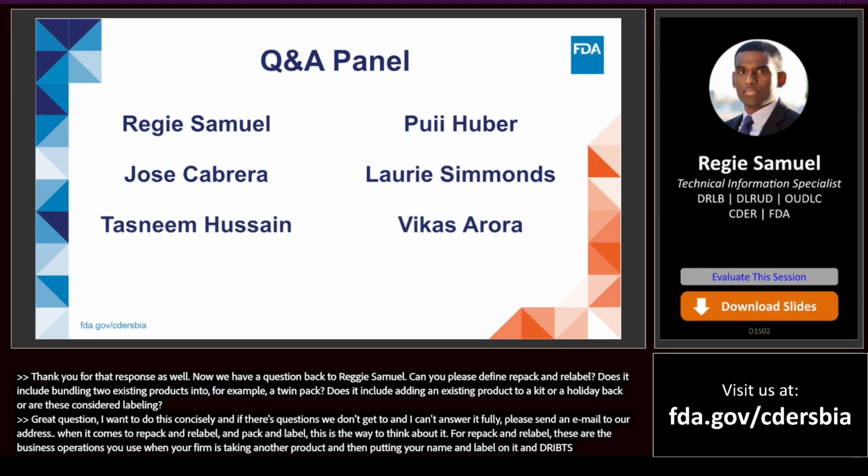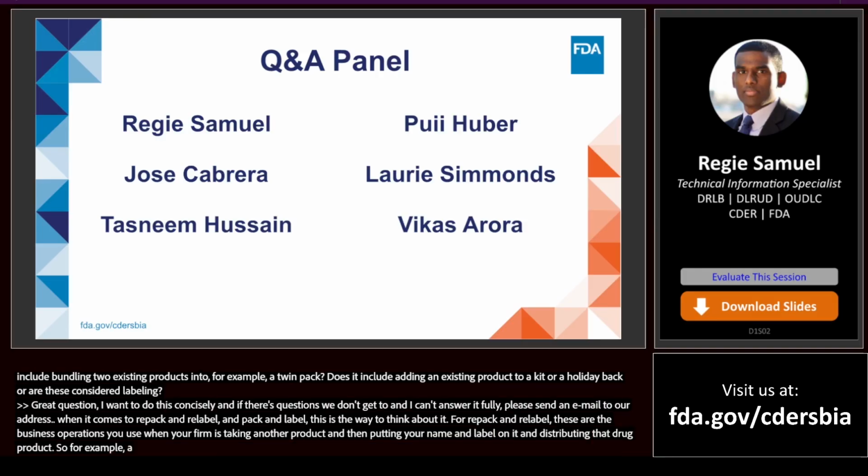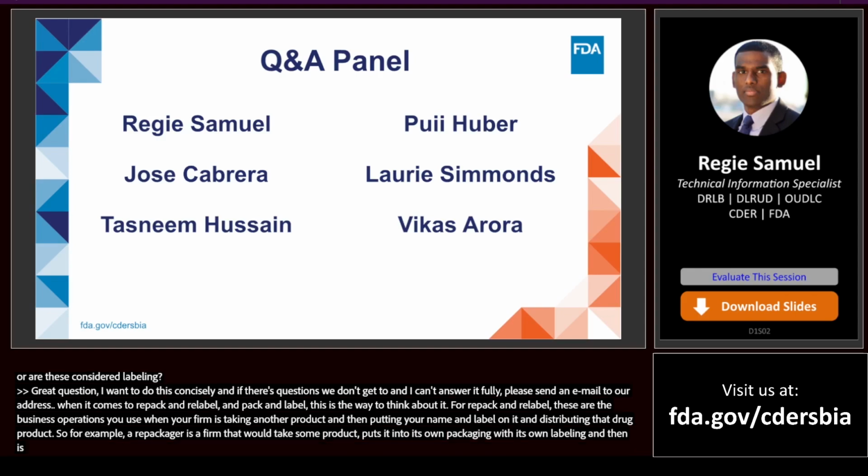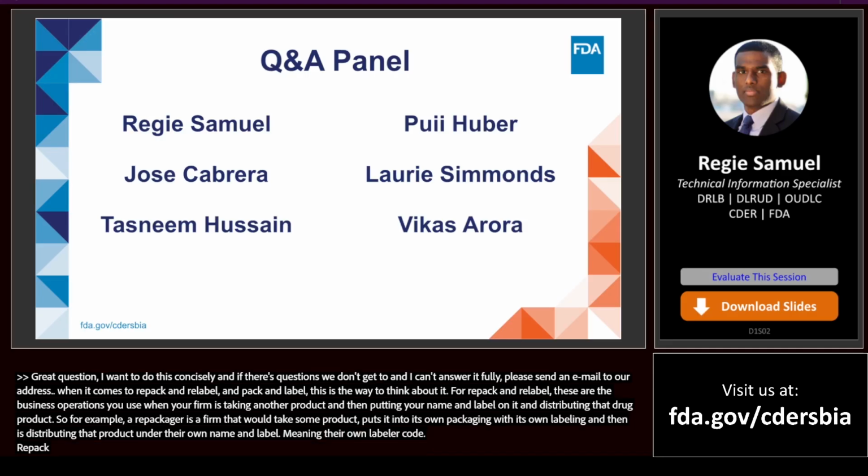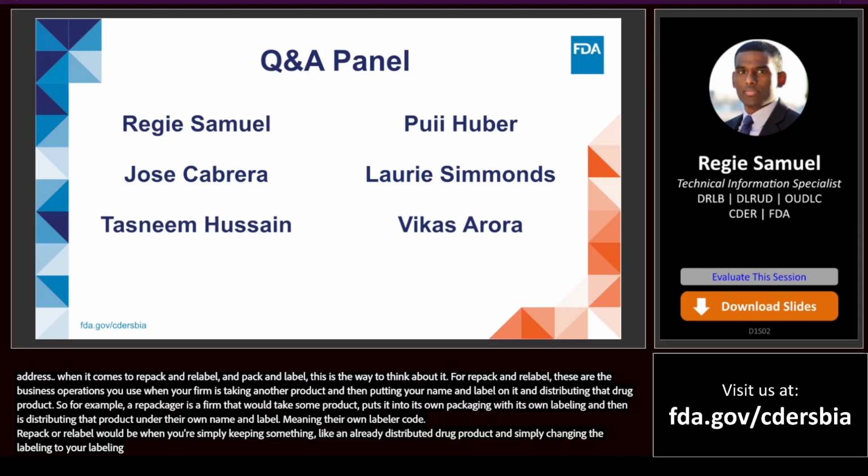So for example, a repackager would be a firm that takes some product, puts it into its own packaging with its own labeling, and then distributes that product under their own name and label, meaning their own labeler code. A repack or relabel would be when you're simply taking an already distributed drug product and changing the labeling to your labeling and distributing that drug product.